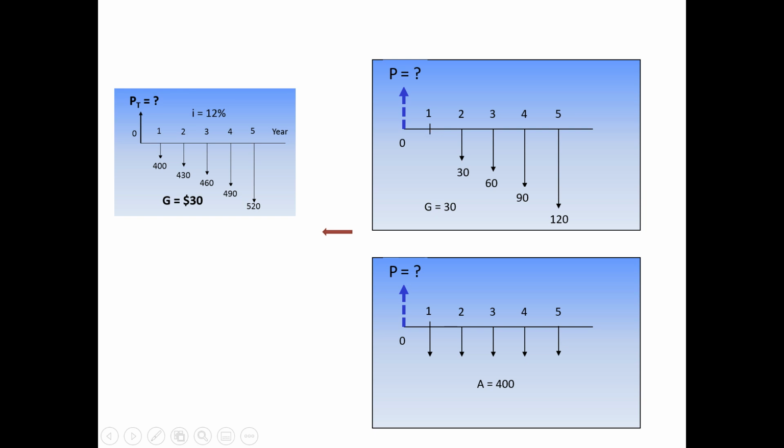So I wanted to refresh your memory that time 0 is 2 periods earlier than the first time you see the gradient. So it's here at time 2 that you see the amount. That means that the present is 2 years before that.